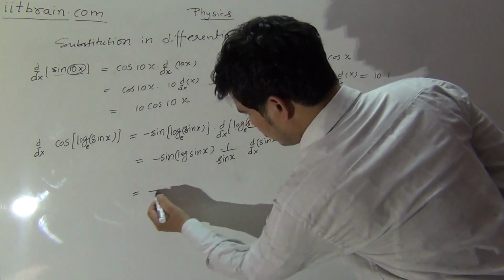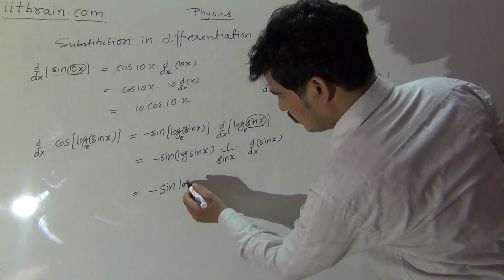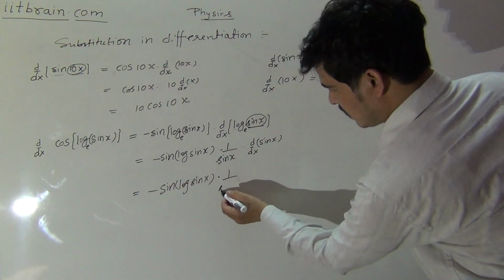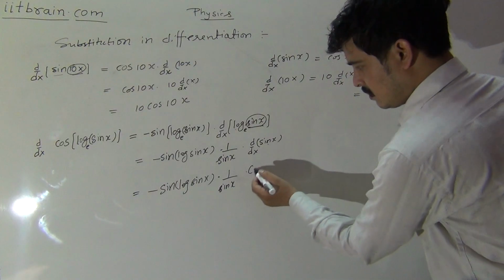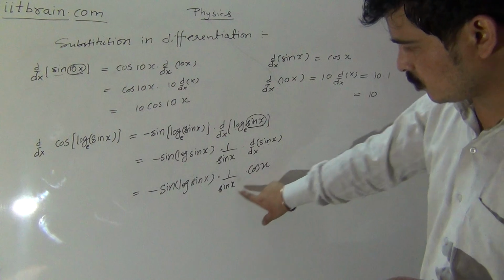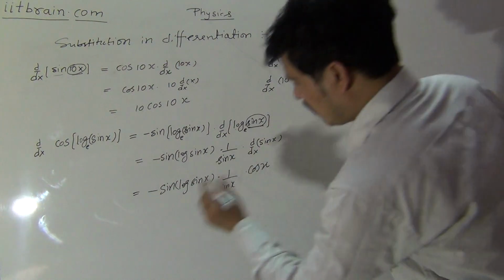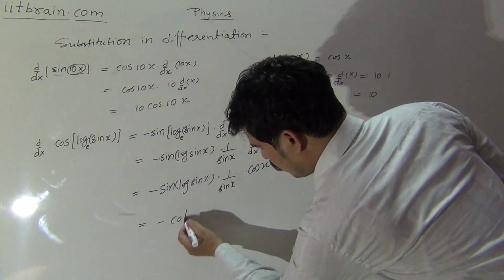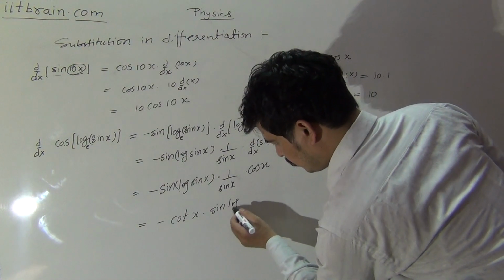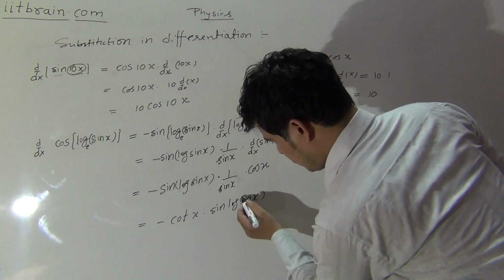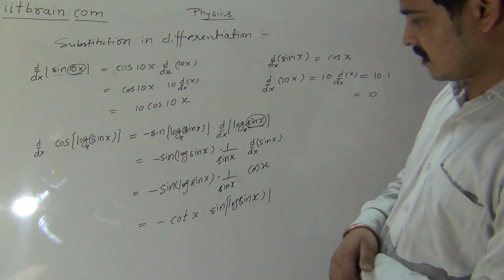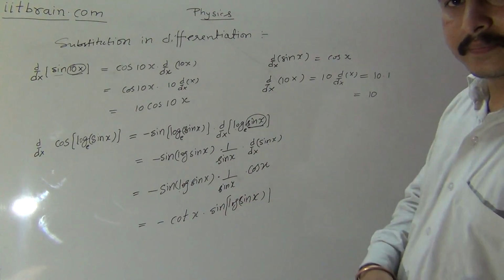So final answer will be minus sin log sin x into 1 by sin x into cos x. Differentiation of sin x is cos x. Cos by sin is cot. So the last answer will be minus cot x sin log sin x. This is the answer.